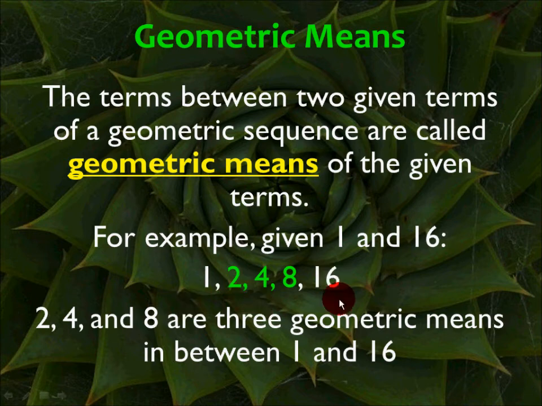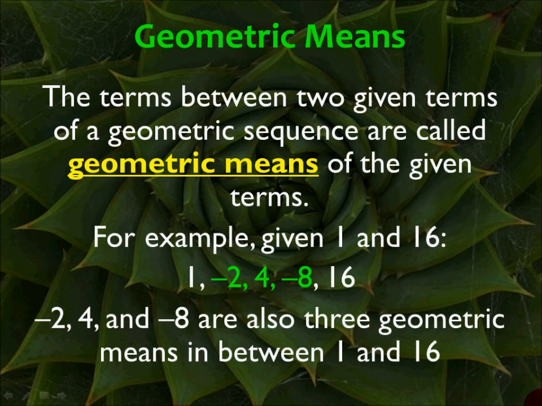Now, you'll notice that these 5 terms form a sequence with a ratio of 2. Now, you might have also noticed that you could have 1, negative 2, 4, negative 8, and 16, where the ratio of the sequence is negative 2. Thus, these 3 numbers are also 3 geometric means in between 1 and 16. So you could possibly have 2 different geometric sequences with 1 and 16 and 3 numbers in between.